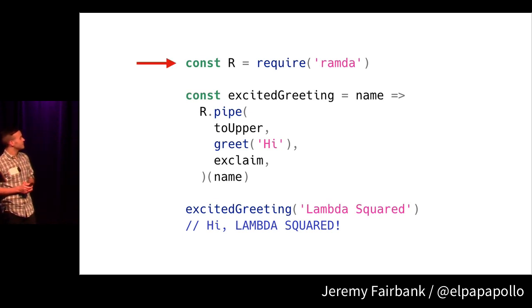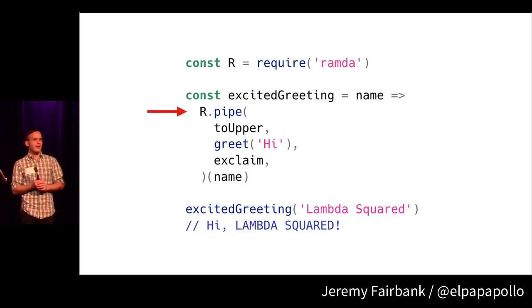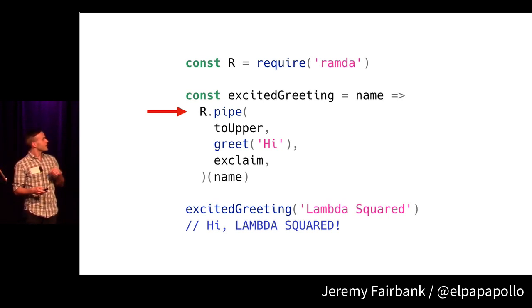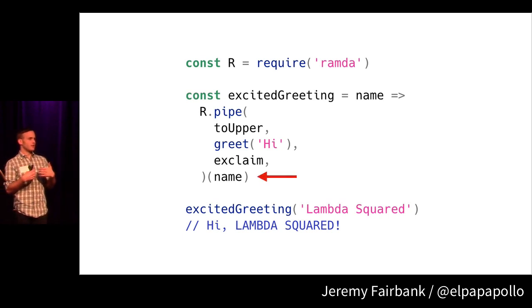So I bring in Lambda, and I'm going to use a function called pipe. What this pipe function does is it takes a variable number of functions and wires them up together so that the result of one function will become the argument or input to the next function as you go down the pipeline. So I call it with my 3 functions. It's going to return back a function. That function is going to take the initial argument. So we're going to start off with the name argument here.